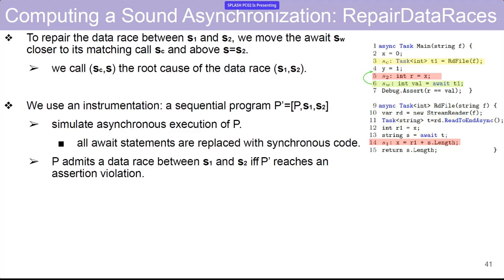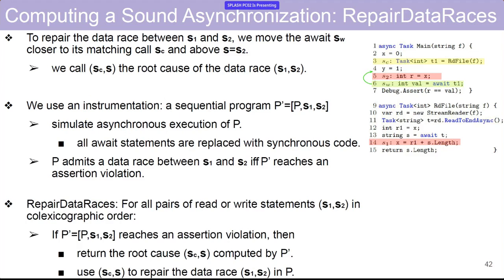Now, how do we find those data races? We do some kind of instrumentation. We compute a new program P prime, such that this program will simulate a synchronous execution of the original program, where we replace all await statements of the original program with some synchronous code, and we prove that the original program admits a data race between the statements S1 and S2 if and only if the new program reaches an assertion violation.